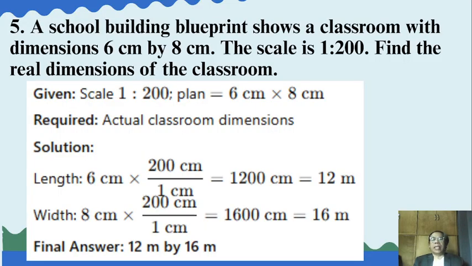So for the length, 6 centimeters times 200 over 1 centimeter. So that's equivalent to 1,200 centimeters, which is equal to 12 meters. The width is 8 centimeters. So multiply it by 200 over 1 centimeter. The answer is 1,600 centimeters. And in meters, it is 16. So the final answer will be 12 meters by 16 meters.